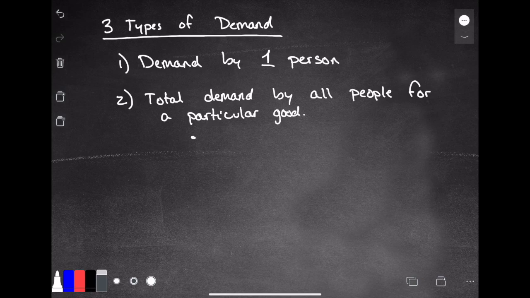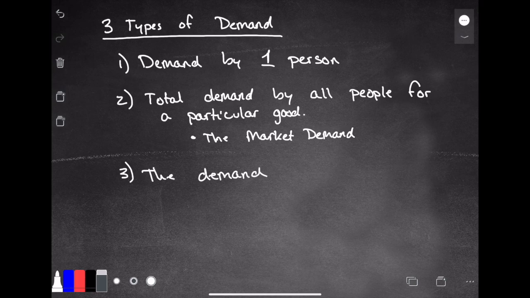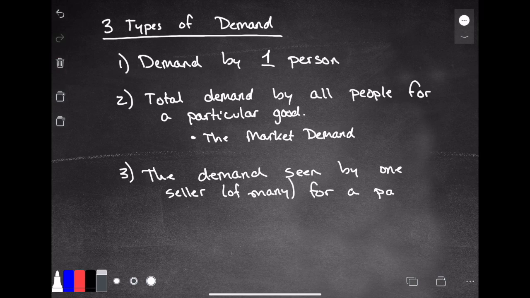All right, this is often called the market demand curve. Okay, and then the third one is the demand seen by one seller of many of a particular good. So it's the demand seen by one seller of many for a particular good. This is often referred to as the demand facing the seller.